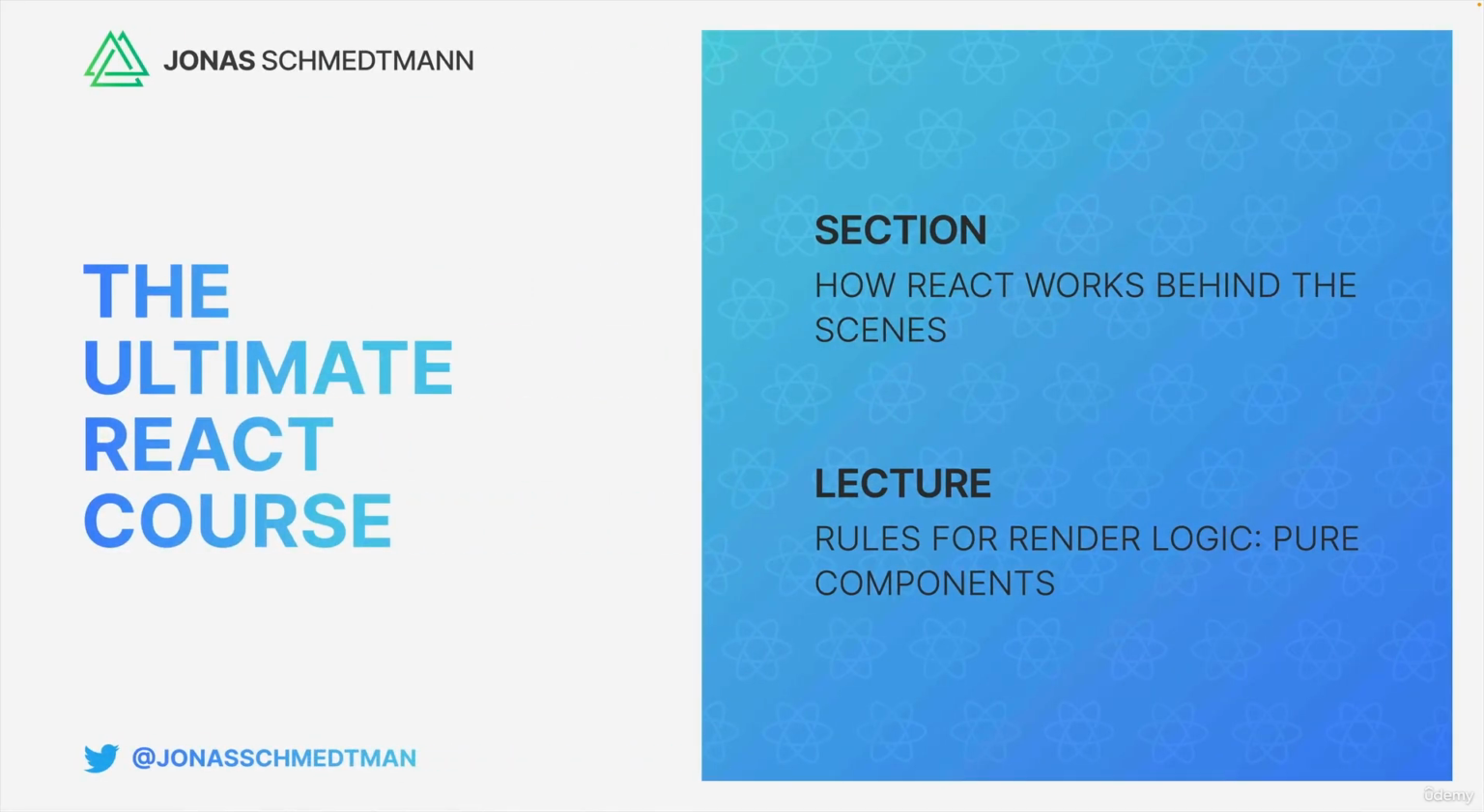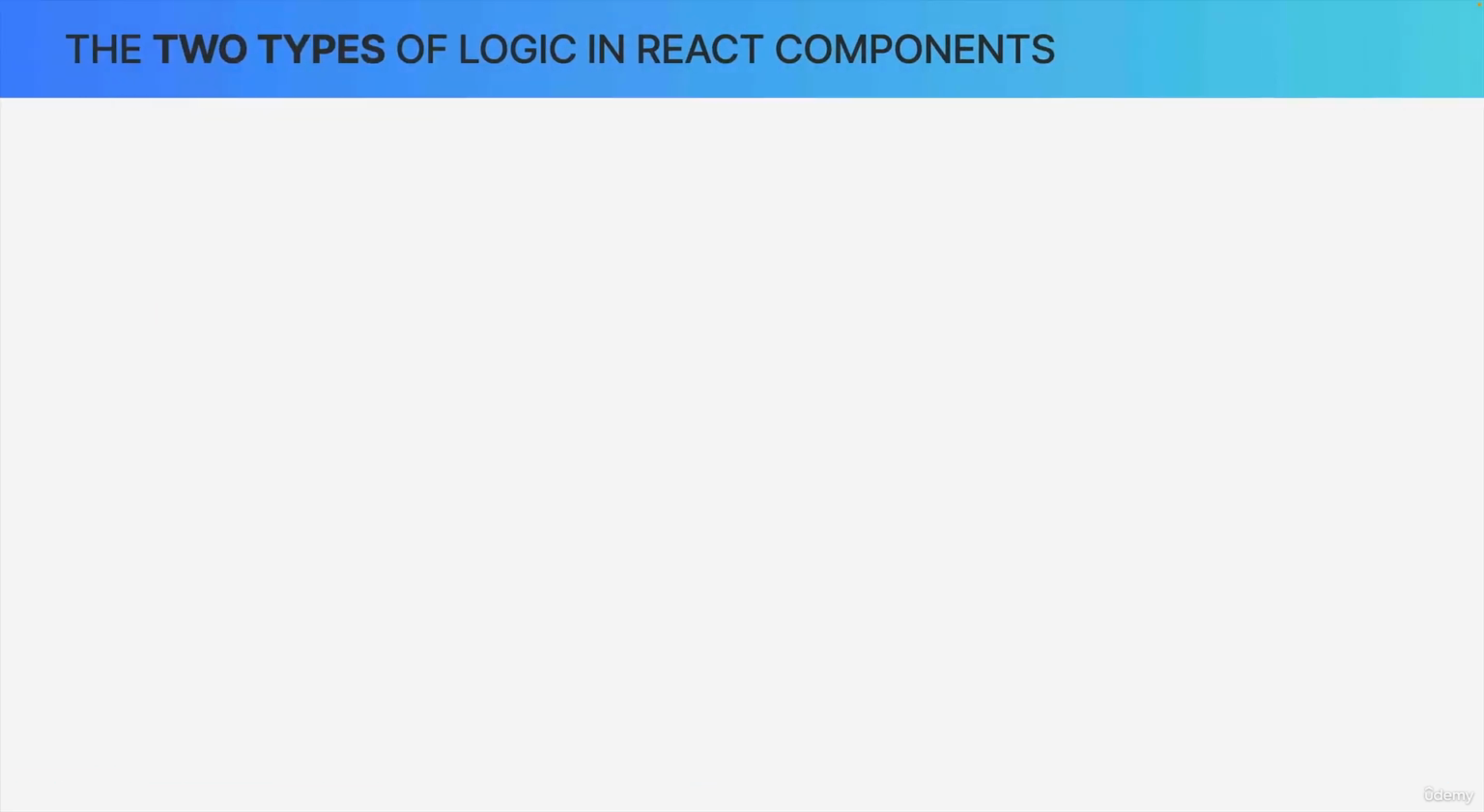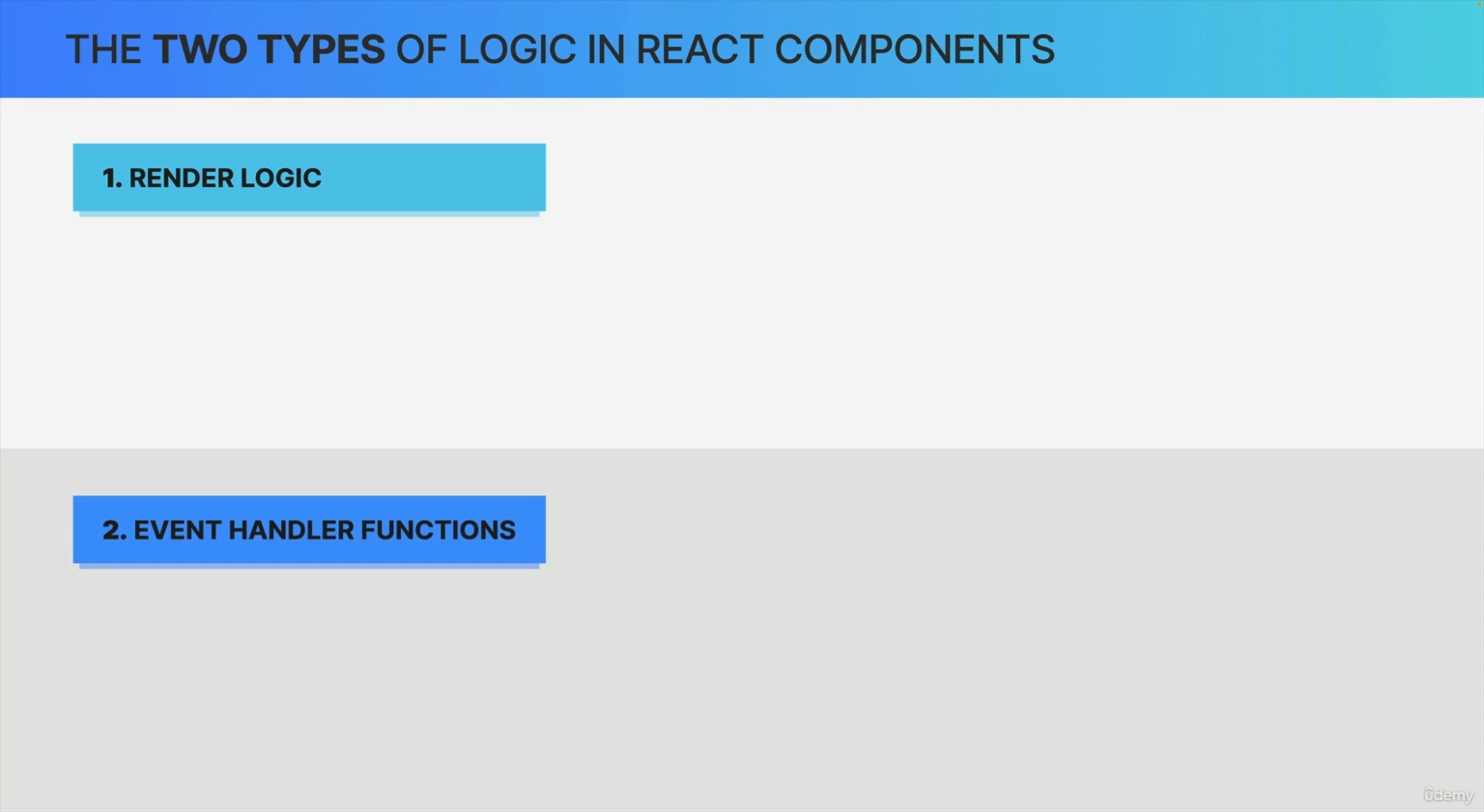In order for the rendering process to work in the way that we just learned before, our render logic needs to follow some simple rules. So let's look at these rules in this lecture. But first of all, what actually is render logic? Well, in order to understand that, let's actually take a look at the two types of logic that we can write in React components. So that's render logic and event handler functions.